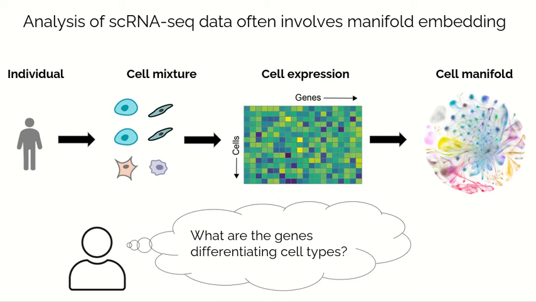Here is an example of the UMAP representation of the expression matrix, where each group is colored differently to represent a distinct type of cells. Biologists are often interested to reason about the semantic difference between these groups, and then ask the question like, what are the genes differentiating between different cell types?